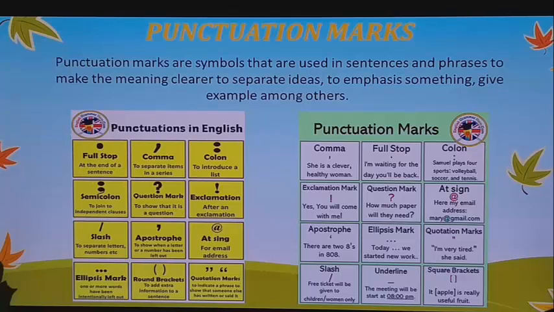Example, free ticket will be given to children/women only.